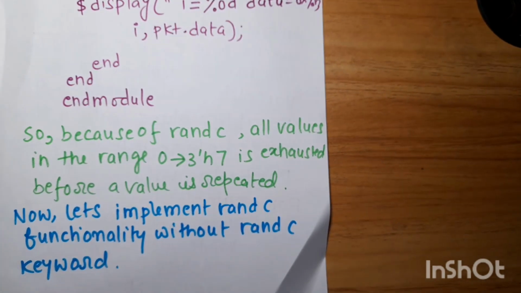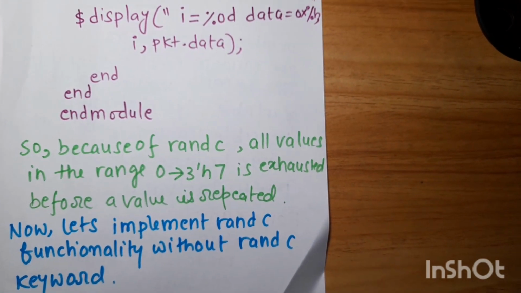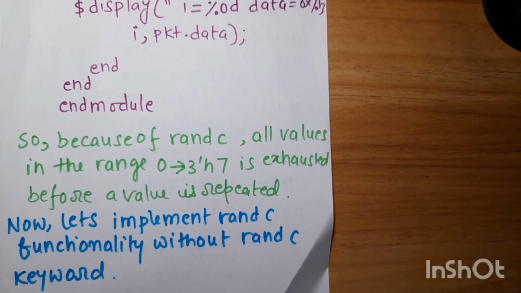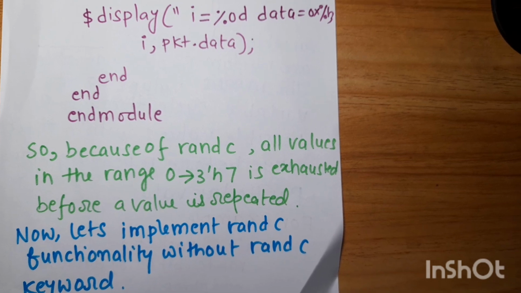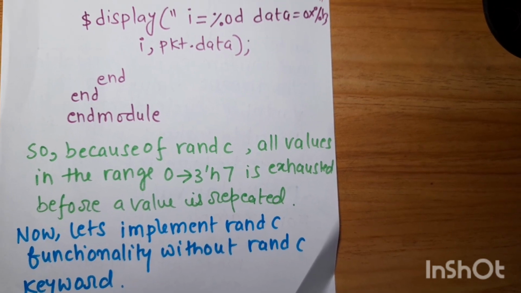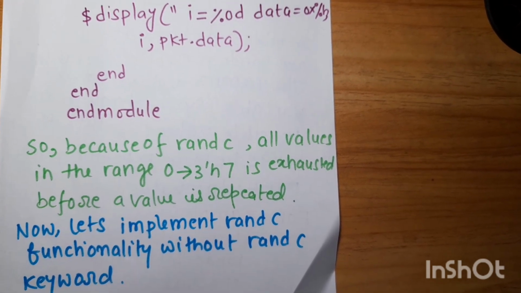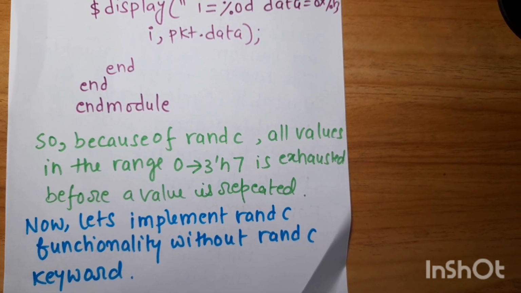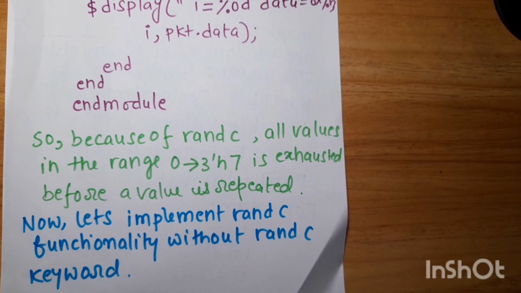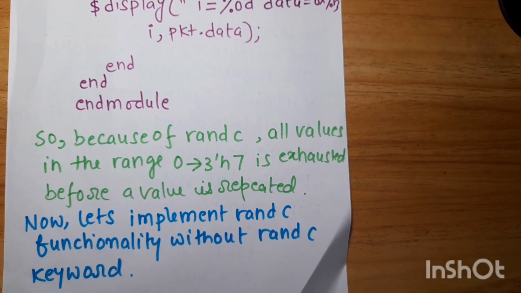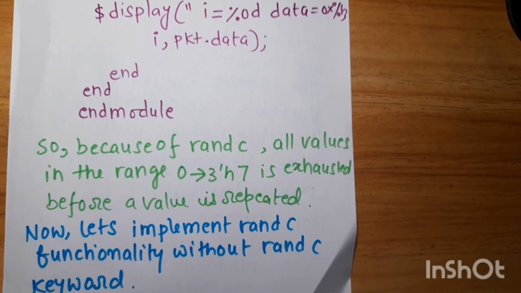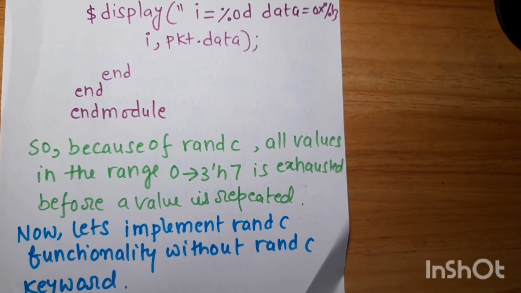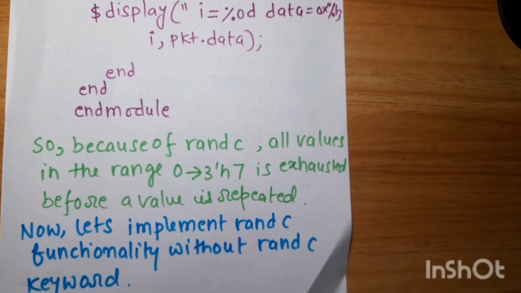Because of randc, all the values in the range 0 to 3'h7 are covered. How is it 3'h7? It is [2:0]. The data is exhausted before a value is repeated. That means all the values in [2:0] for the variable data will be taken before we move to the second iteration of 8 values.